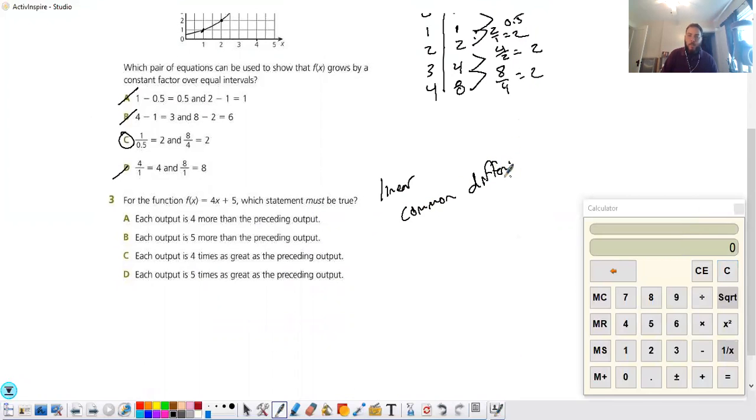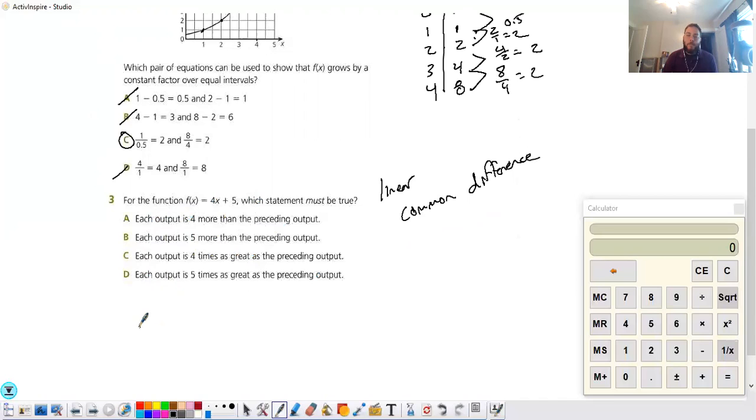So it means that it goes up or down by the same amount each time. As we go up on our inputs by 1, it will change by a constant rate in our outputs. So here, if we're looking for each output, the first one says each output is 4 more than the preceding output. The second one says each output is 5 more than the preceding output. C says each output is 4 times as great as the preceding output. And D says each output is 5 times as great as the preceding output.